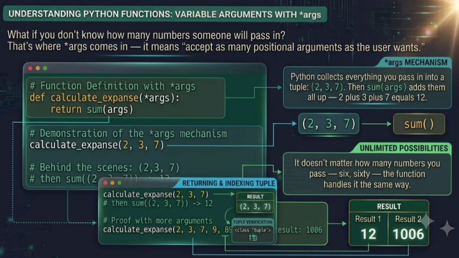Now look down at that bottom example. We pass in 2, 3, 7, 9, 897, and 88. It literally does not matter if you pass in 6 numbers or 60 numbers. The function handles it the exact same way. It dynamically adapts to whatever the user throws at it.